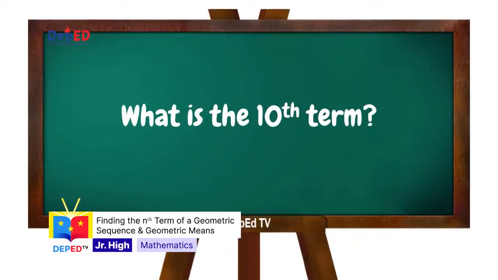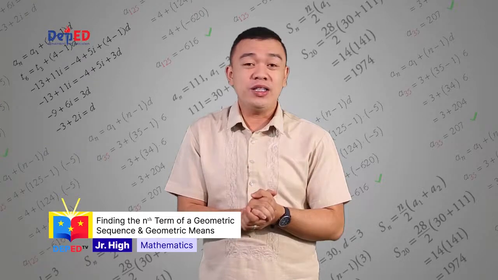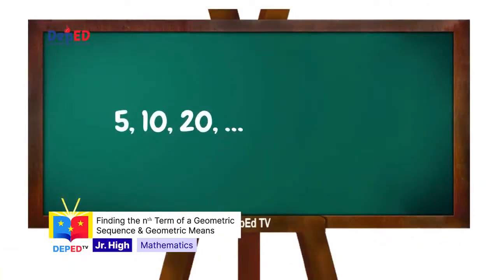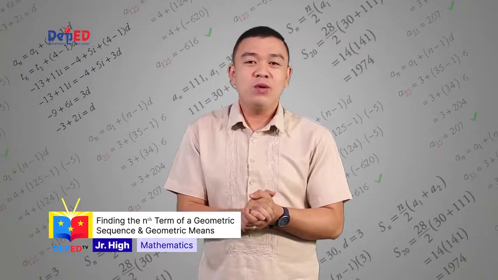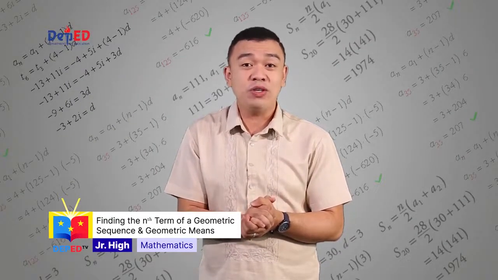Now, what do you think is the 10th term? Using the geometric sequence 5, 10, 20, and so on, you are asked to find the 10th term. Let us now use a formula which may help us find an unknown term of a geometric sequence.